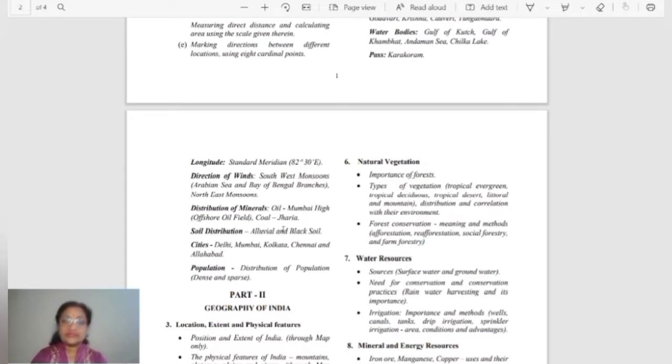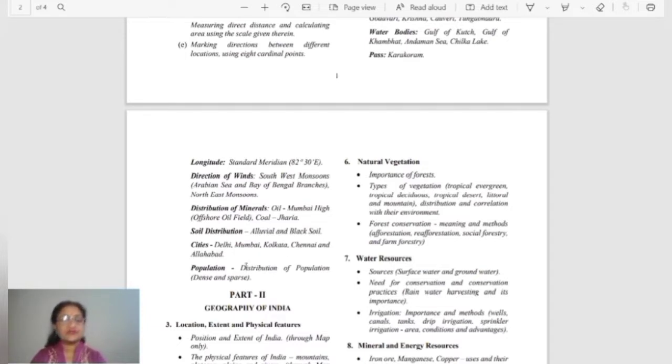Number 1, you can see here, is Delhi. Delhi is the first one, second is Mumbai, third is Kolkata, fourth one is Chennai, and the 5th one is Allahabad, or you can say Prayagraj. Now these are the 5 cities we just need to practice in the map work. Just 5 cities. Now come to the last part of it, that is the distribution of population.